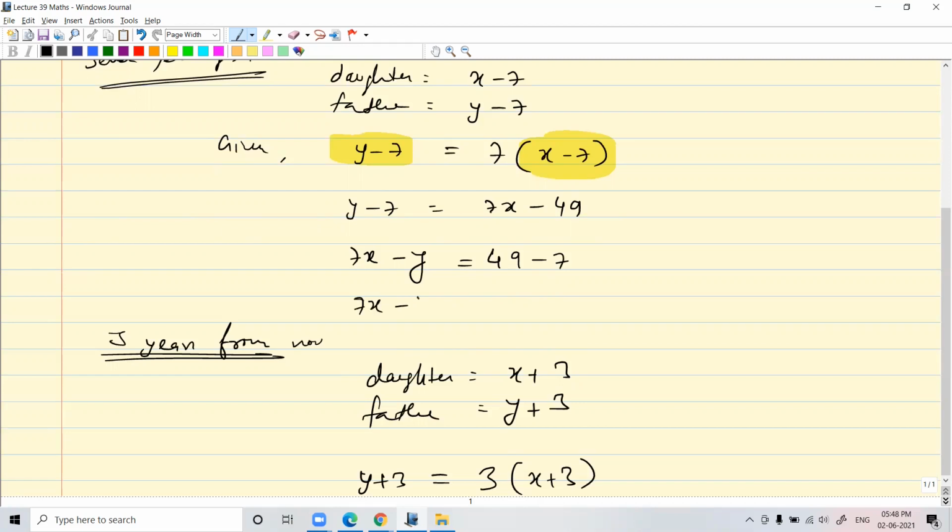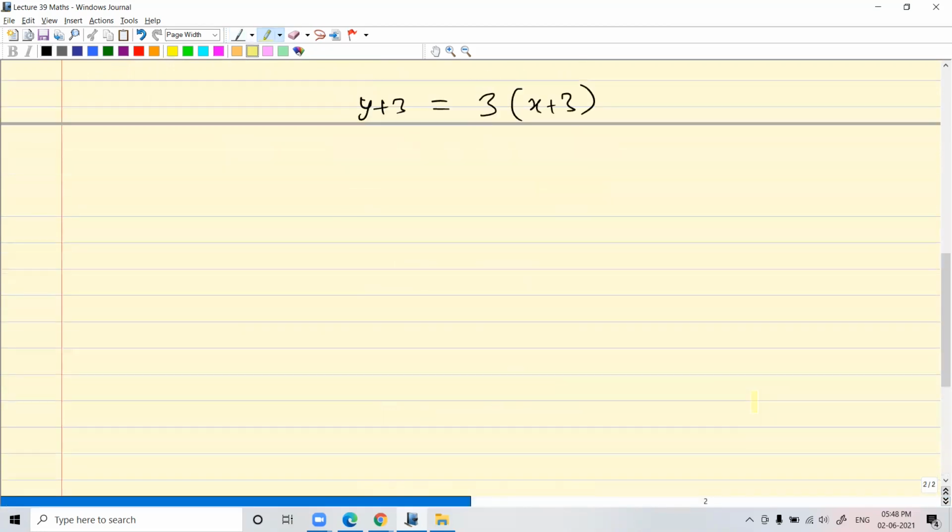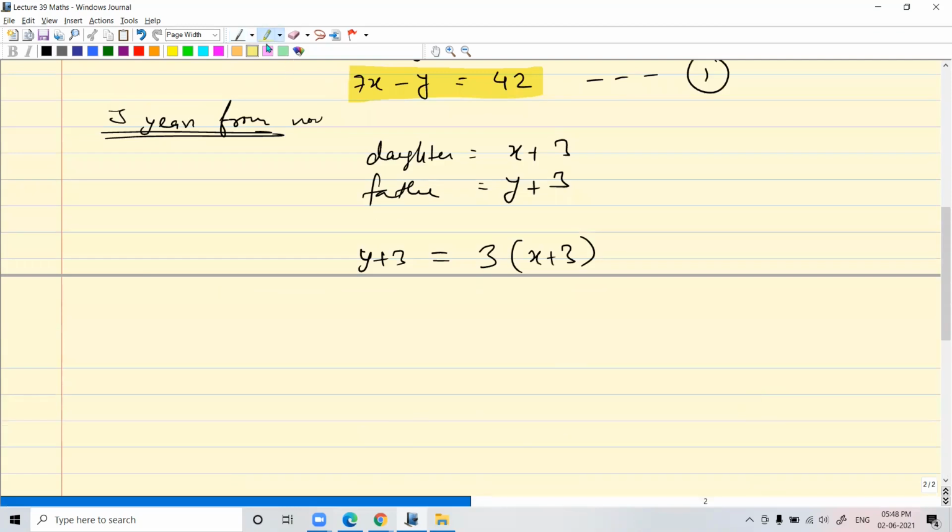Is everyone with me or did you lose me? Tell me, guys. Is everyone following what I'm saying? Yes, sir. All right. So this is our first equation. So 7X minus Y is equal to 42. That is our first equation. And in the same way, we can do the second one also.